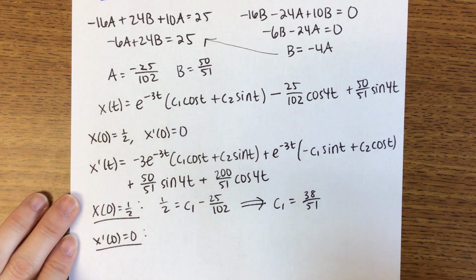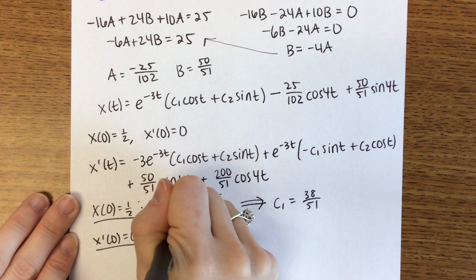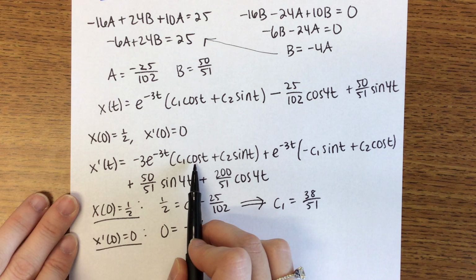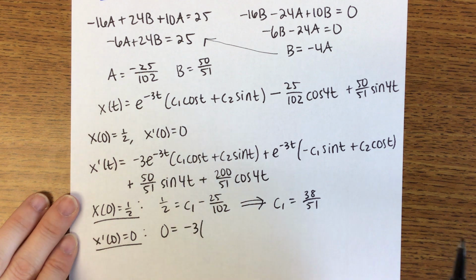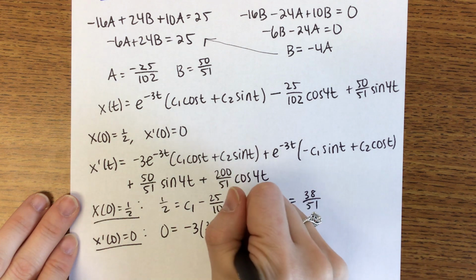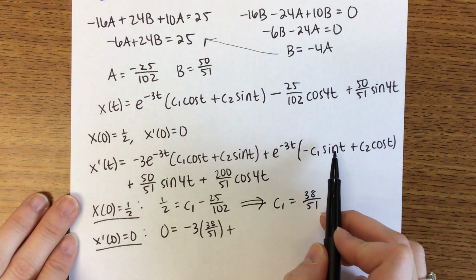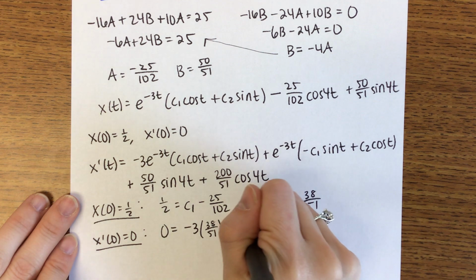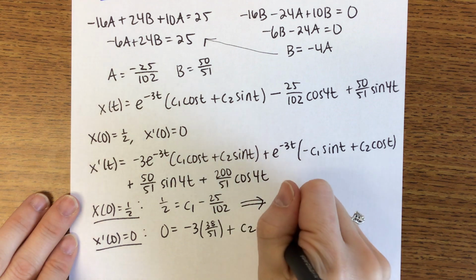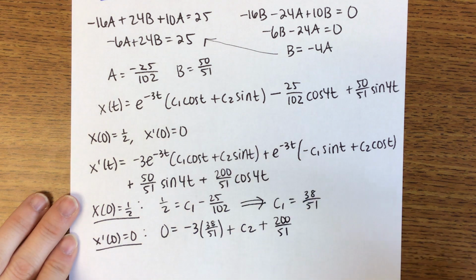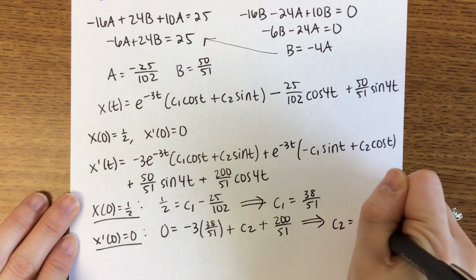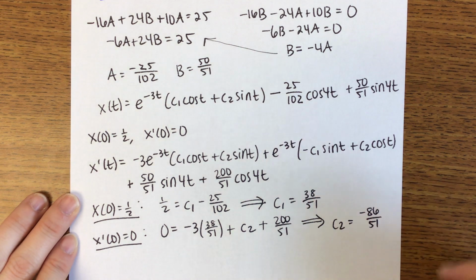X prime of 0 equals 0. We get 0 is equal to negative 3. This will just be 1 times C1. So C1 is 38 out of 51. This will be 1, 0, 1 times C2. 0, that'll be 1. C2 ends up being negative 86 over 51.